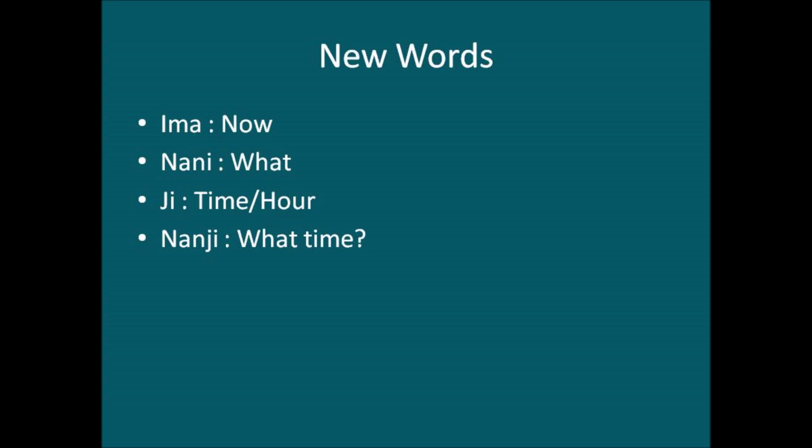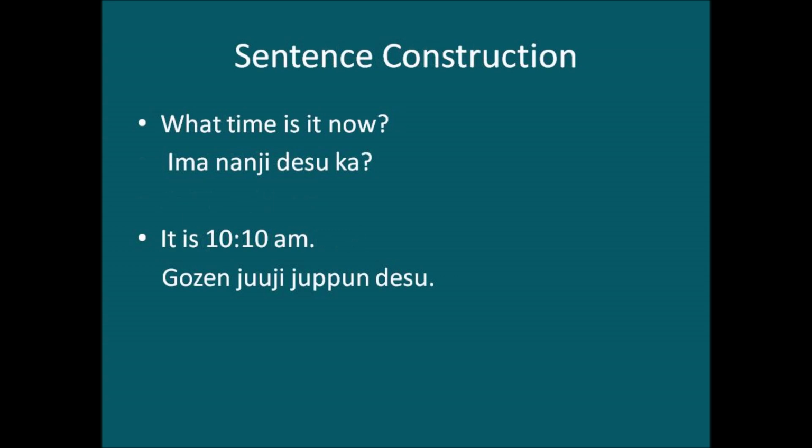何時, which means what time. 今何時ですか？ which means what time is it now. 午前10時10分です, which means it is 10:10 a.m.